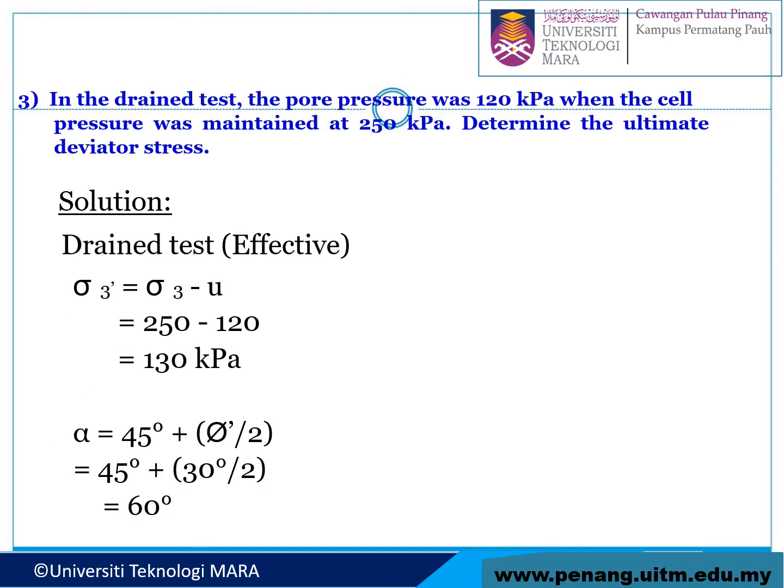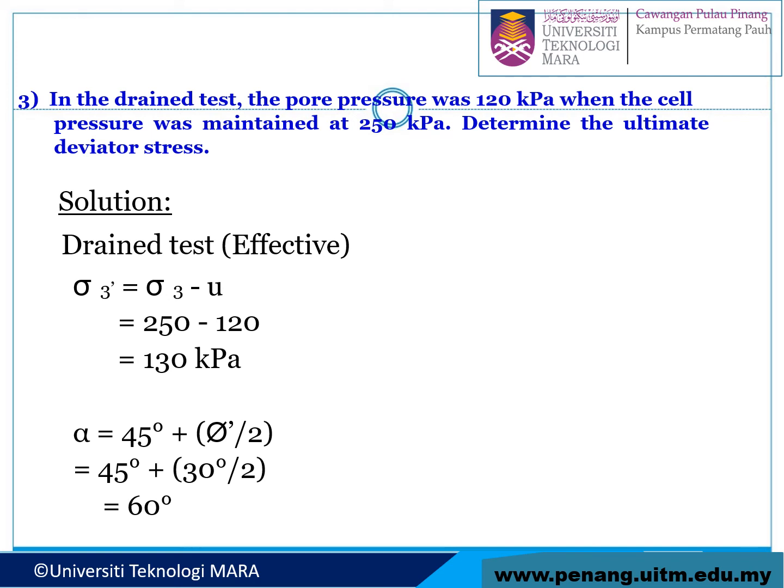In a drained test, the pore pressure was 120 kilopascal when the cell pressure was maintained at 250 kilopascal. Determine the ultimate effective stress. First, sigma 3 minus u is 250 minus 120, so you will get sigma 3 prime of 130.